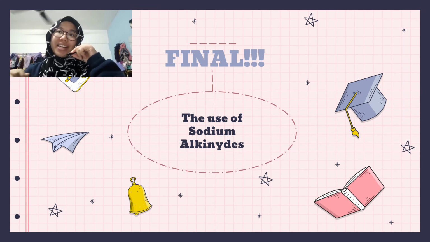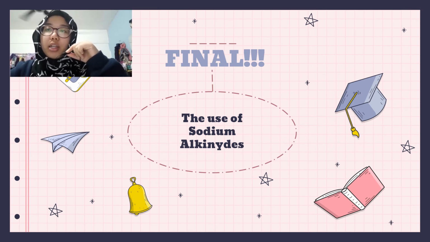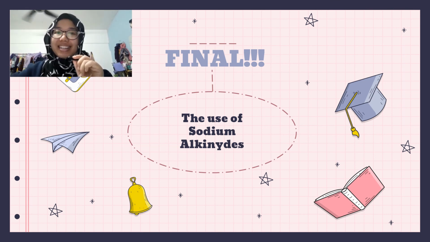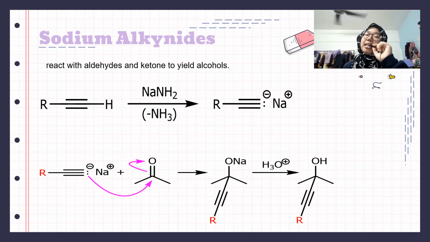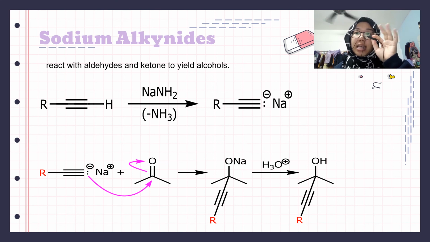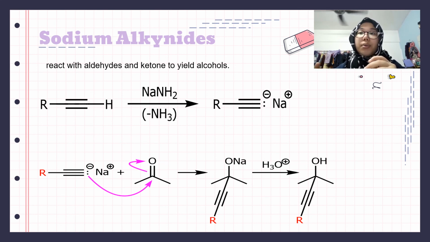Now it comes to the final. What is the topic of the final? The topic is about the use of sodium alkanides. Last content for our topic today is about the use of sodium alkanides. As simply as I can say, this sodium alkanide can also react with aldehydes and ketones to prepare alcohols. Just look at the example. This explains that the sodium alkanide reaction is also the same as lithium reagent, which means that we can use this to replace Grignard reagent. So that's all from me. Thank you.